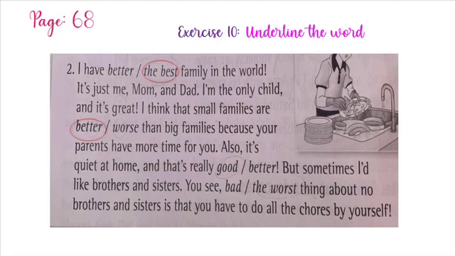Also, it's quiet at home, and that's really... we have two possible answers, good and better. Which do you think is the correct answer? Very good, good. But sometimes I like brothers and sisters. You see, we have two possible answers again, bad and the worst. Which do you think is the correct answer? Very good. The worst thing about no brothers and sisters is that you have to do all the chores by yourself. Really sad, guys. Okay, let's move to exercise 11.